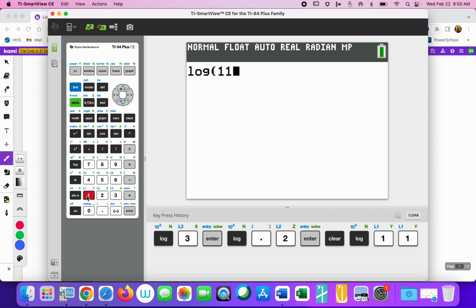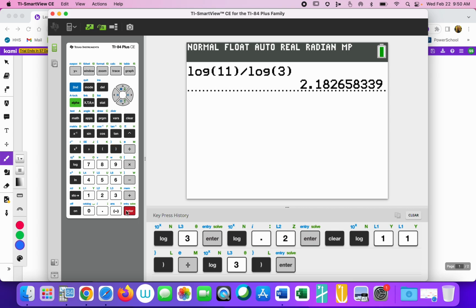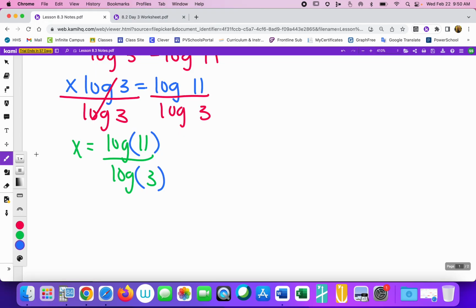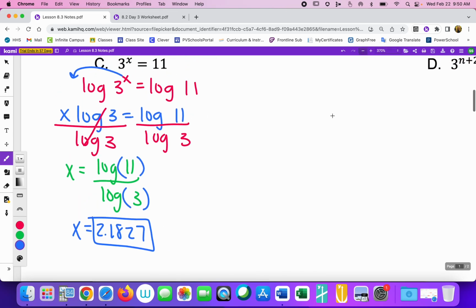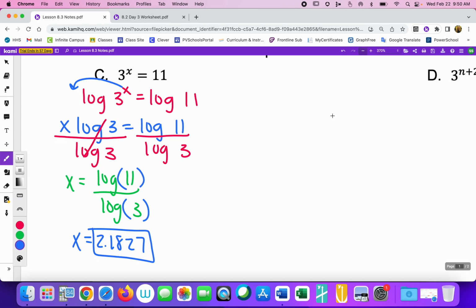So log 11, close your parentheses, divided by log 3, to 4 decimal places. 2.1827. Now this was a very easy one. Okay. The next one will be a little bit tougher. E and F are going to be considerably lengthier. I wouldn't necessarily call them tougher, but you'll have to do more steps to them. So these are about as simple as they get. So are there any questions on the simple one before we do a little bit more?